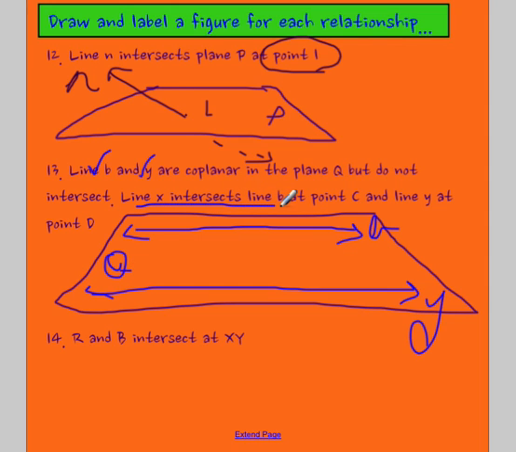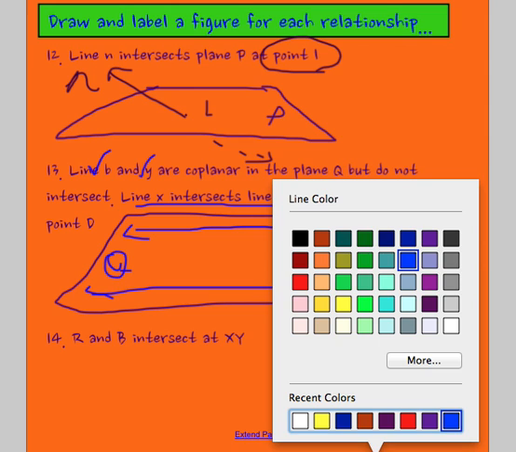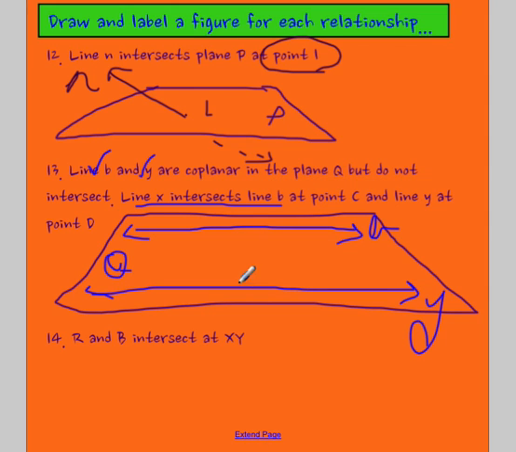Line X intersects line B at point C and line Y at point D. So now I'm going to have another line that comes on down through this. Cross it here. Okay, so that line, and we can keep it within the plane if that's easier. This is line script X. It's crossing line B at point C, so I'm going to label that point right there with a capital C. And line Y at point D, so I'm going to label this point right here with a capital D.